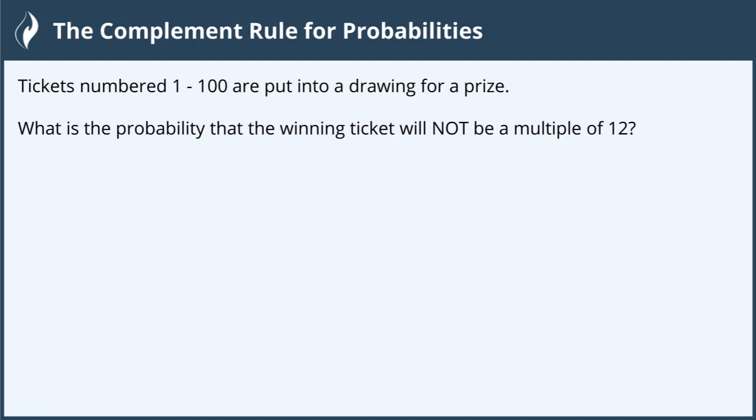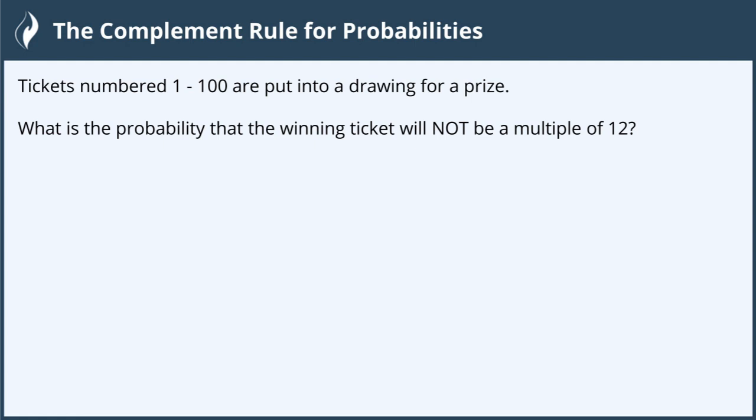So this is one of those situations where the number of tickets that aren't multiples of 12 is a lot, but there aren't that many that are multiples of 12. So what we're going to do is list out all the multiples of 12 that would be possibilities for these tickets, between 1 and 100. And we're going to find the probability that it is a multiple of 12 first.